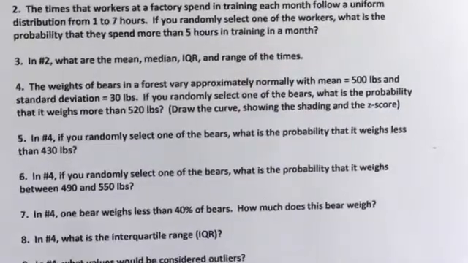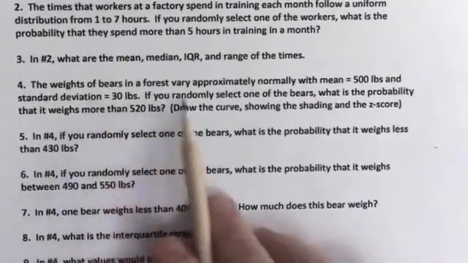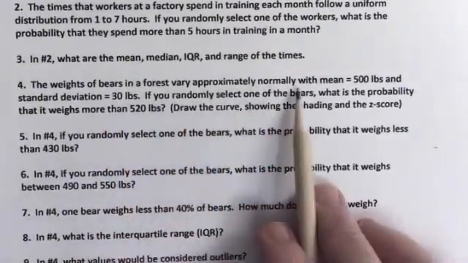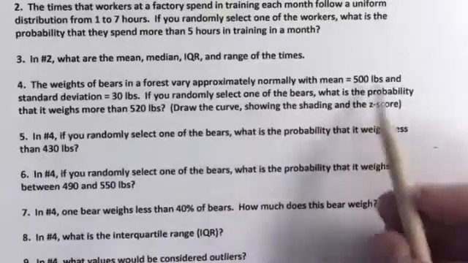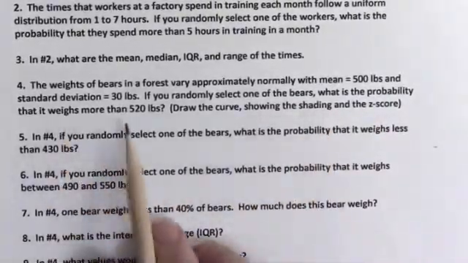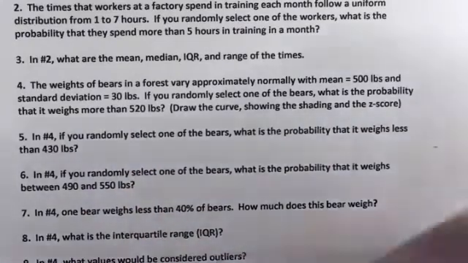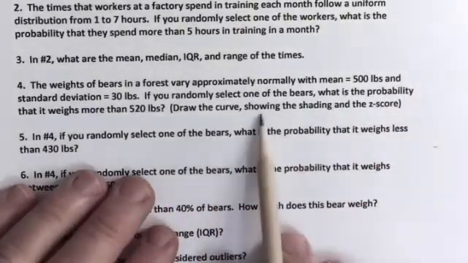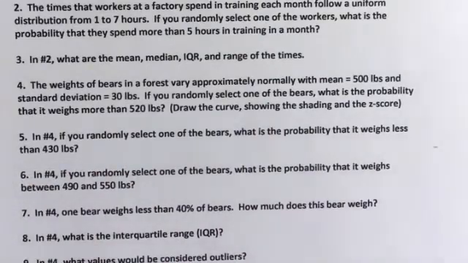Number 4, and so this is the main sort of problem in this chapter. It says the weights of the bears in a forest vary approximately normally with a mean of 500, standard deviation of 30. If you randomly select one of the bears, what's the probability that it weighs more than 520 pounds? All right, and it asks us to draw the curve showing the shading and the z-score.